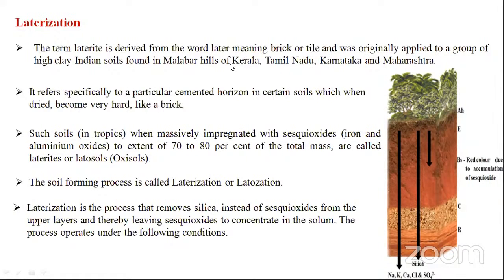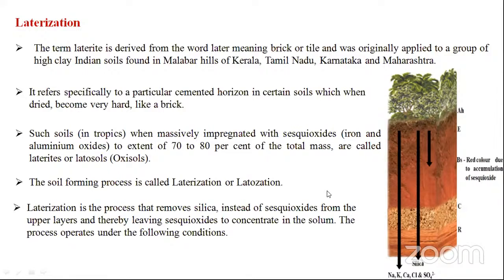Mostly you can see it in the Malabar hills, especially in Kerala, in Tamil Nadu, Karnataka, Maharashtra, and a few parts of Odisha also, but very little. It refers specifically to a particular cemented horizon. Coming directly to the point, the laterization process removes the silica instead of the sesquioxides from the upper layer, leaving the sesquioxides in the soil.